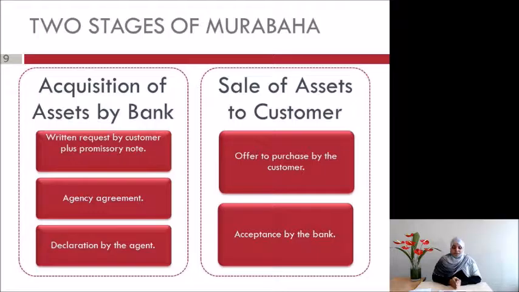What happens first? We have the bank receiving what is known as a written request from the customer, in which the customer actually requests the bank to source or assist it in financing of certain goods. These goods are normally attached in a schedule to the written request. Additionally, the bank would also require what is known as a promissory note to cushion itself further in the event that the customer does not proceed to purchase.